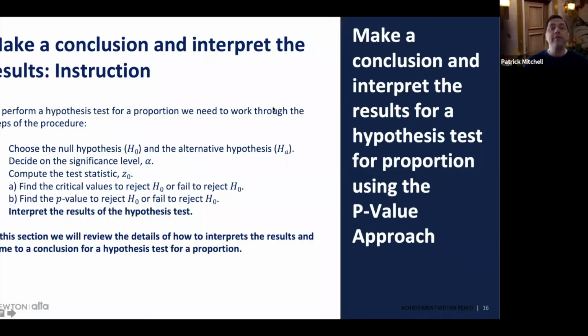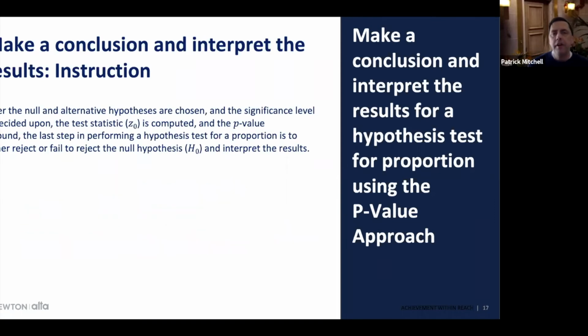All right, and then in terms of making a conclusion and interpreting the results, first we have a review of all the steps to doing the hypothesis test. We are now at step 5: interpret the results of the hypothesis test. After the null and alternative hypotheses are chosen and the significance level is decided upon, the test statistic is computed and the p-value is found. The last step in performing a hypothesis test for a proportion is to either reject or fail to reject the null hypothesis and interpret the results.